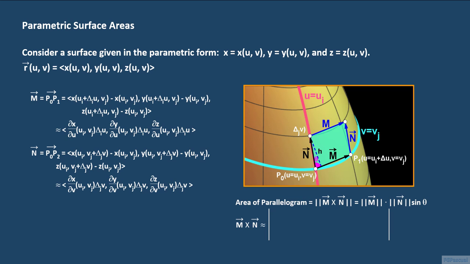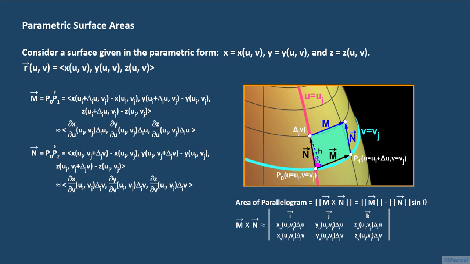For the first row, we have the unit vectors i, j, and k. The second row is made up of the differentials of x, y, and z with respect to u. In our notation, we're using the subscript u to indicate partial differentiation with respect to u. The third row is made up of the differentials of x, y, and z with respect to v.